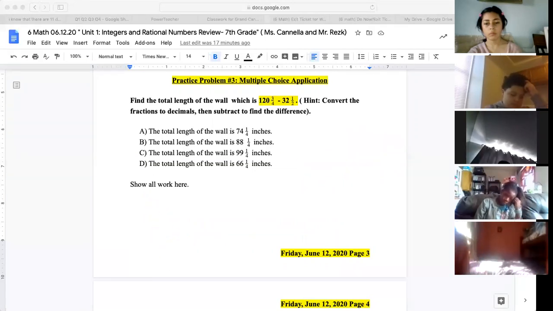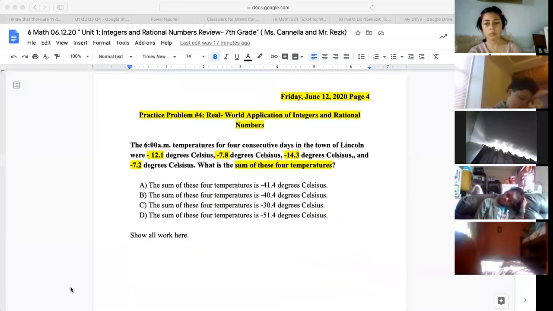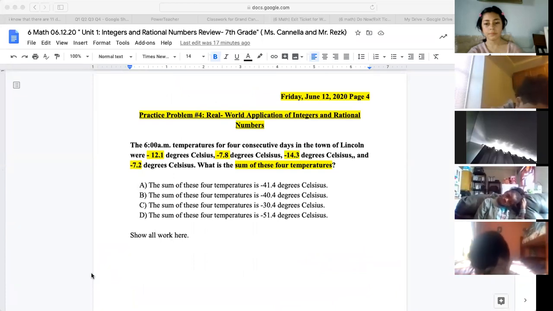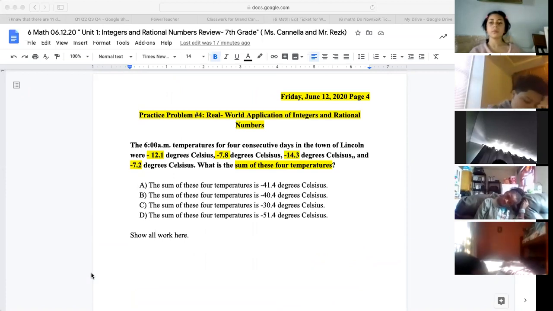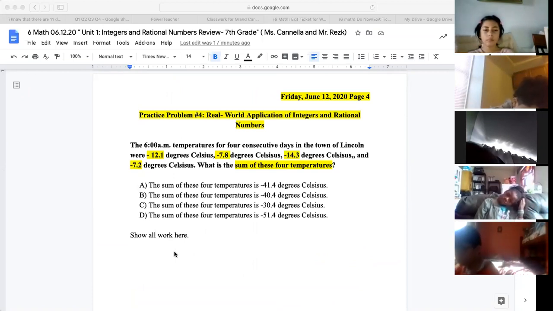Okay, let's move on to what we got left. We have the 6 a.m. temperature for 4 consecutive days. Consecutive means one day after another. In the town of Lincoln, the temperatures were negative 12.1 degrees Celsius, negative 7.8 Celsius, negative 14.3 Celsius, and negative 7.2 degrees Celsius. What was the sum of these temperatures?